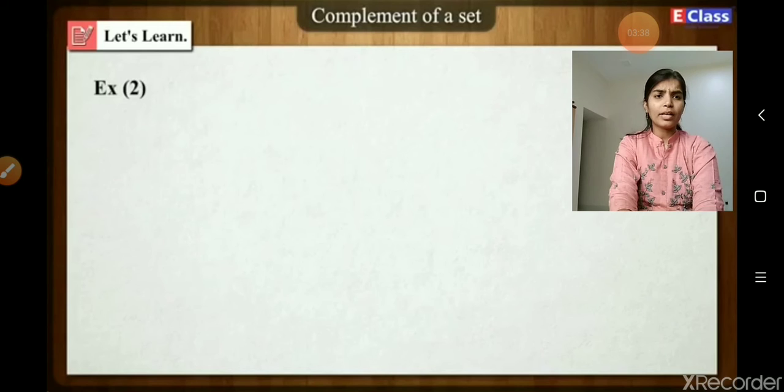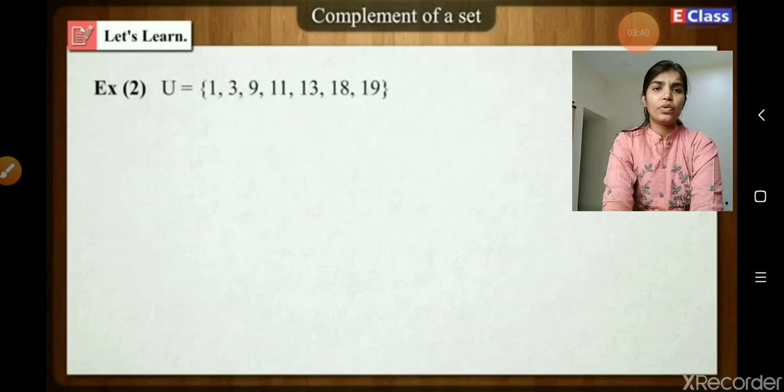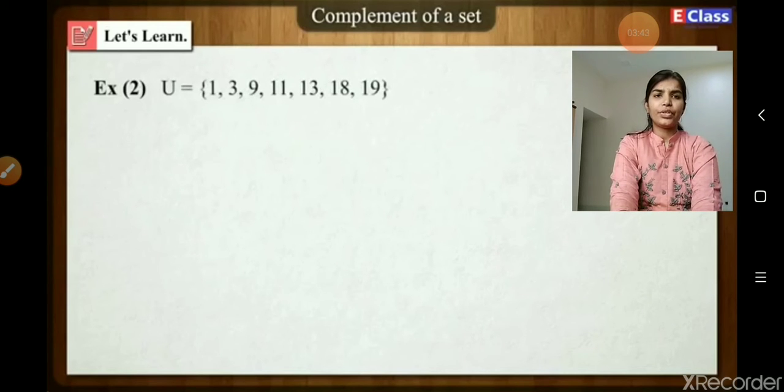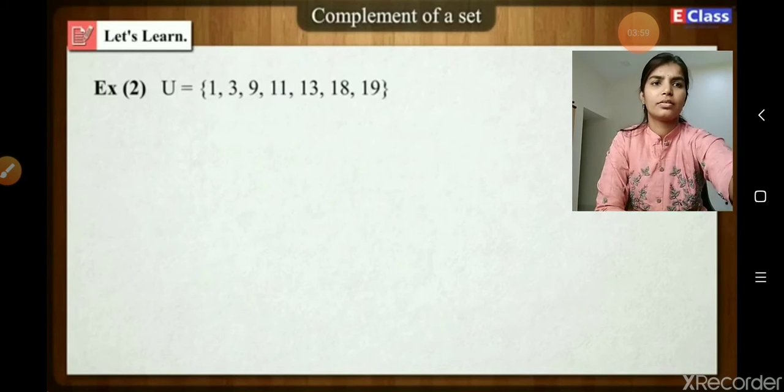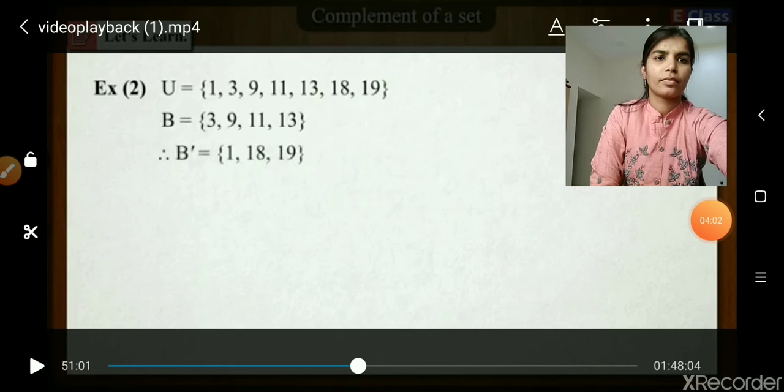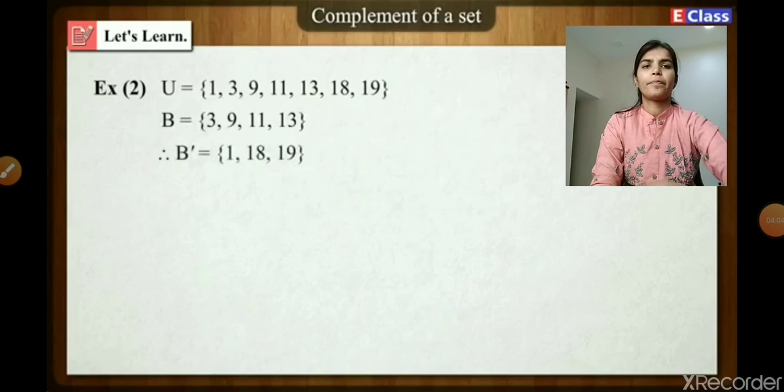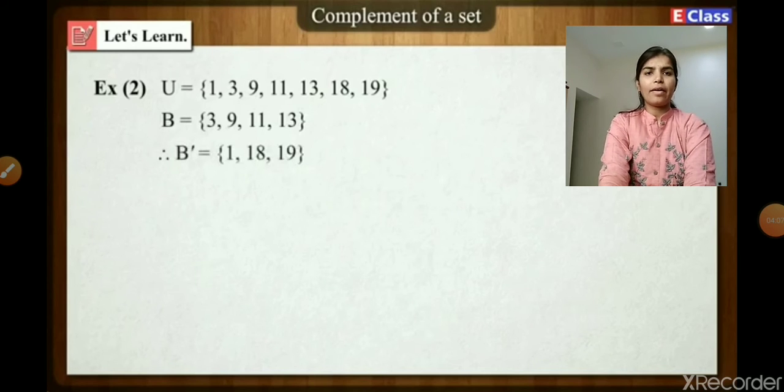So we take another example. U, in that we are having 1, 3, 9, 11, 13, 18, 19. So U is the set of 7 elements. These are shown on screen. Then we have to take another set. Okay, you see this, we are having the set B. In that 3, 9, 11, 13 are the elements.